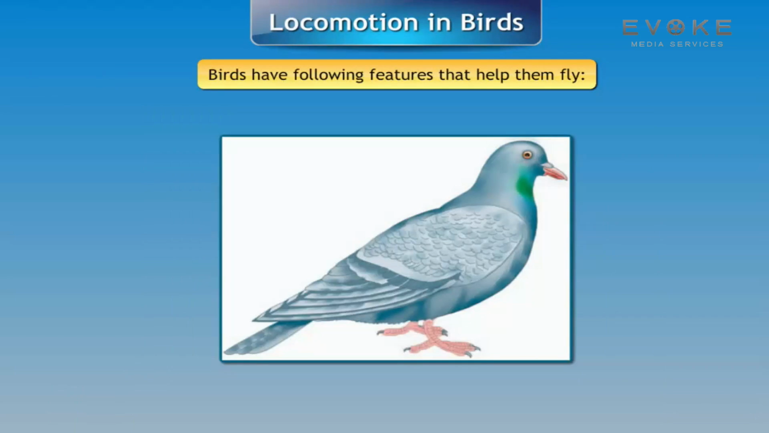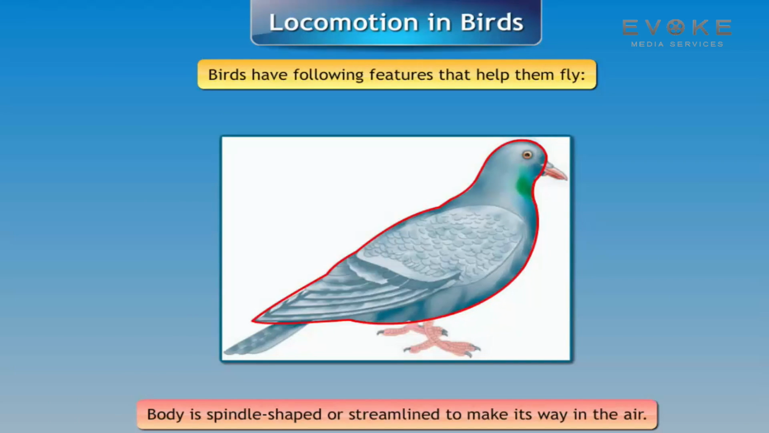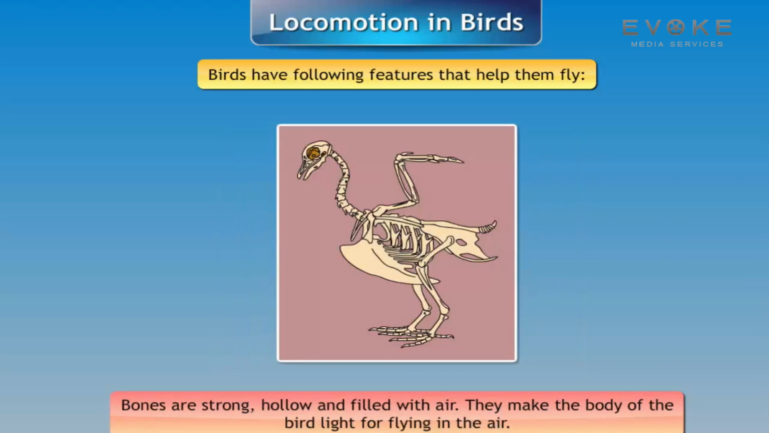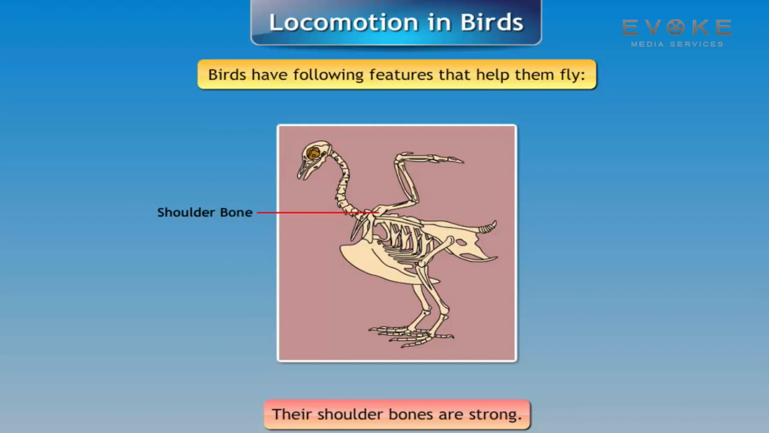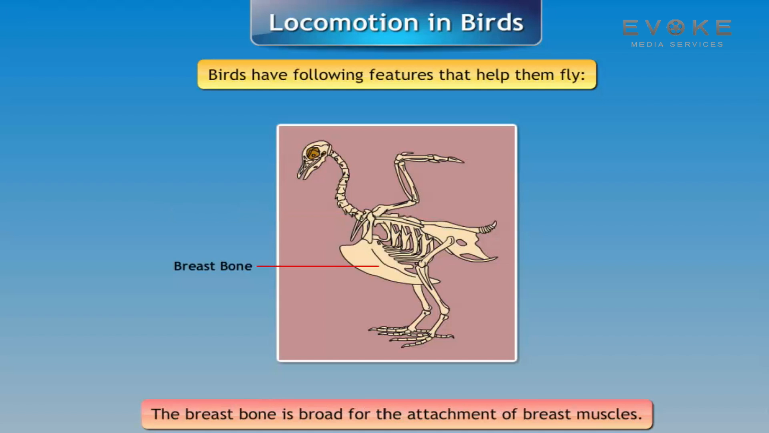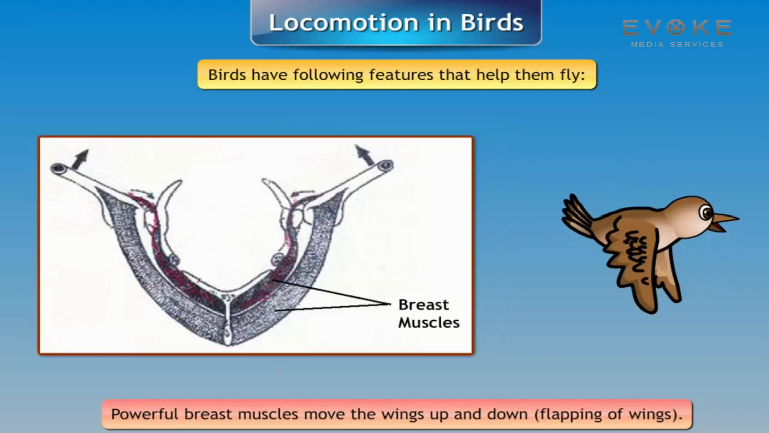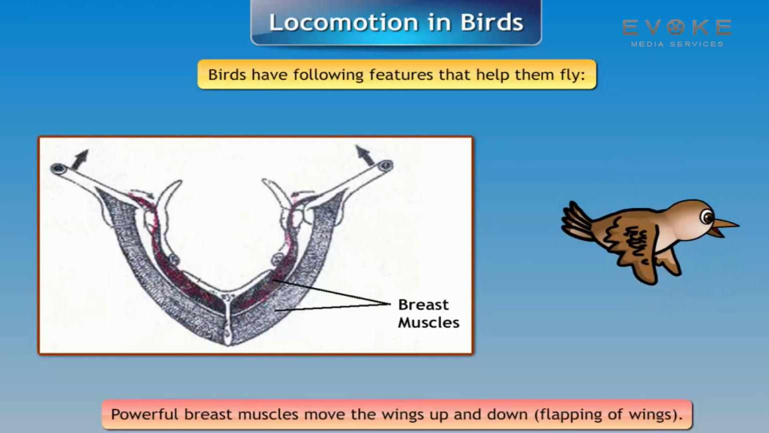Locomotion in birds. Birds have following features that help them fly. Body is spindle-shaped or streamlined to make its way in the air. Bones are strong, hollow, and filled with air. They make the body of the bird light for flying in the air. Their forelimbs are modified into wings. Their shoulder bones are strong. The breastbone is broad for the attachment of breast muscles. Powerful breast muscles move the wings up and down, that is flapping of wings.